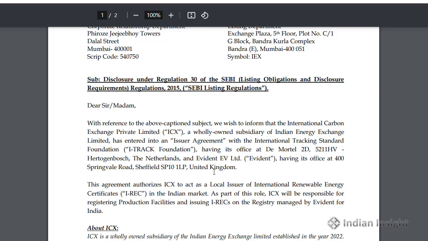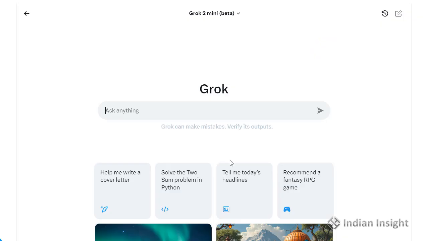Now, if you have doubts about the implication of this news, what you can do is use the different AI engines to develop your understanding. So let's use Grok, the Grok engine, which is developed by X, and see what it can tell us. Let me start by asking a basic question as to whether carbon credit trade on IEX.